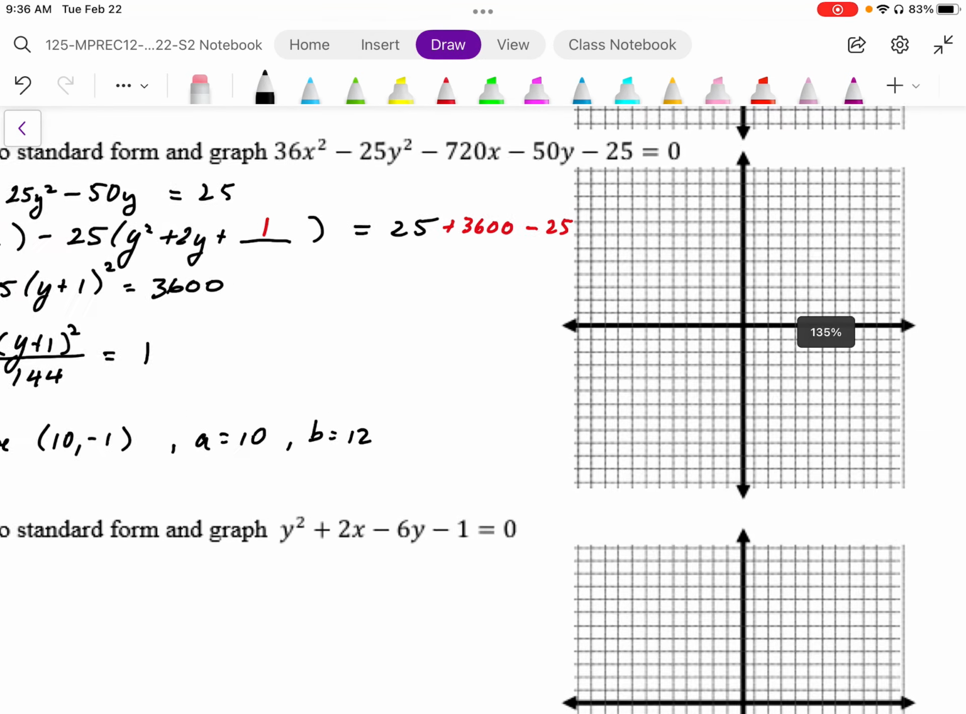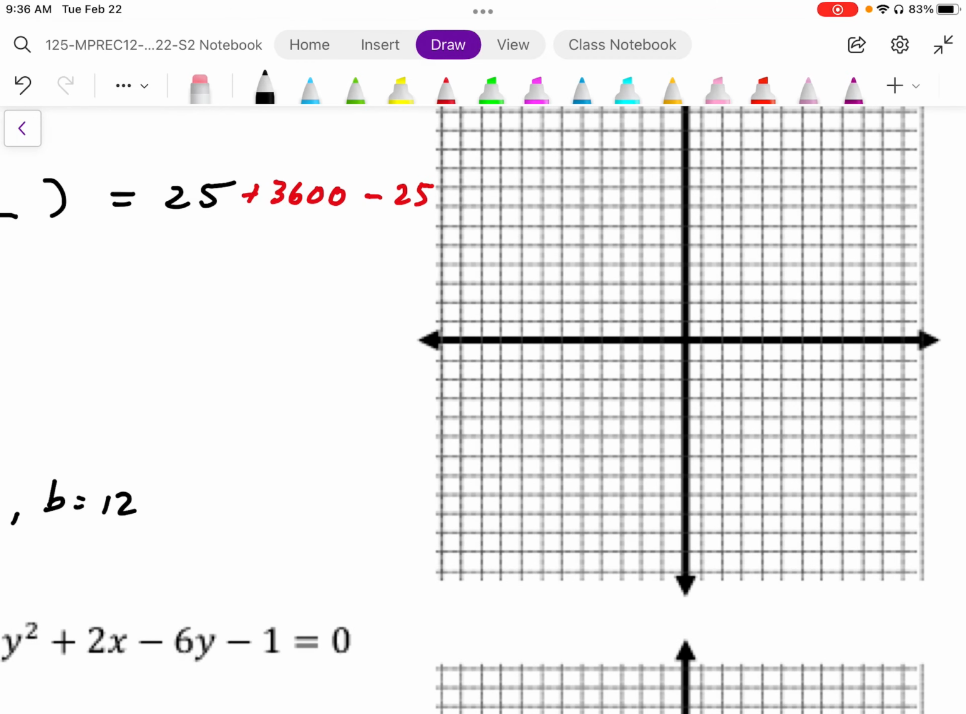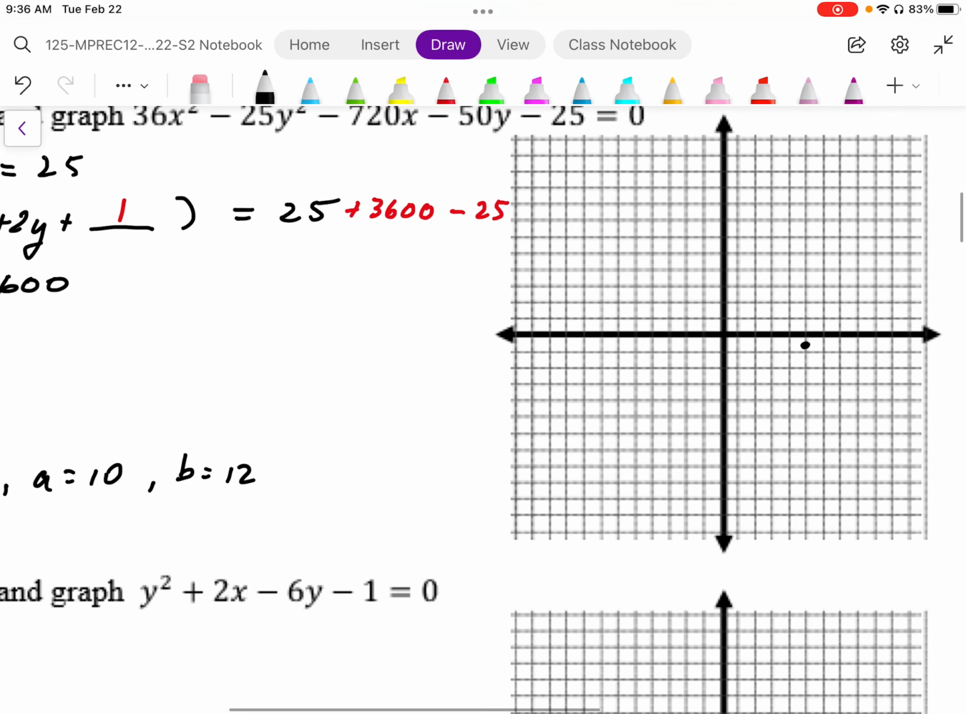So I'm going to identify my center. I'm going to scale the axes here. So I'm going to scale it so each grid line is 2. So 1, 2, 3, 4, 5. This is my center here. That's going to be at 10 and negative 1. The a value is 10. So I'm going to go to the right 10 and left 10. So I'm going to identify these points. Okay, those are my edges.